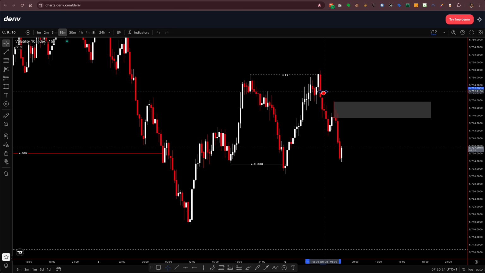Then you see the change of character now gives us this sweep, right? So this is like an internal major structure. This is what I call an internal major structure.